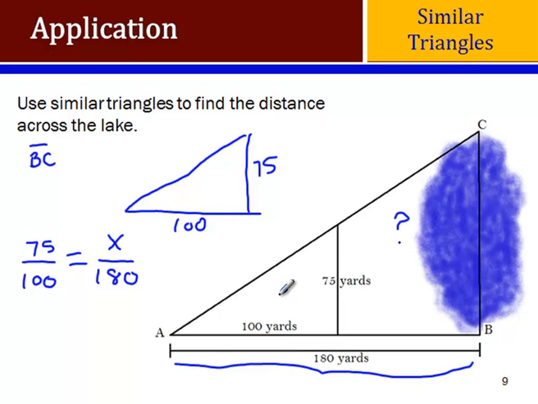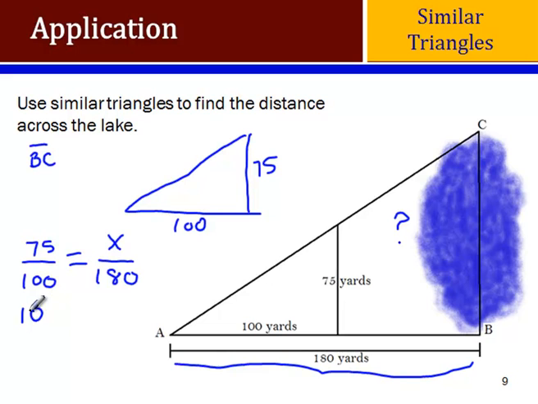And now this is just one of different ways that you could set this up. We could have also said 75 is to x as 100 is to 180. So we could have done this vertical side is to the vertical side as the flat side is to the flat side. I did small triangle is to small triangle as large triangle is to large triangle. So any of those ratios will work. You just have to make sure that you're matching up corresponding sides.